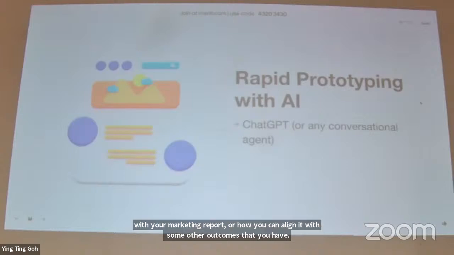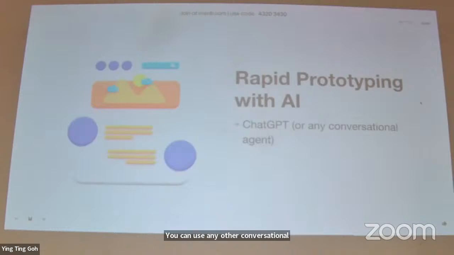You can use any other conversational agent. There's Claude, there is Perplexity. Any of you using those two? I see some nods. If you have not yet tried, I think they have a free version. You can try that out.